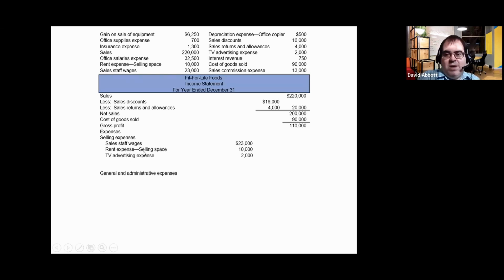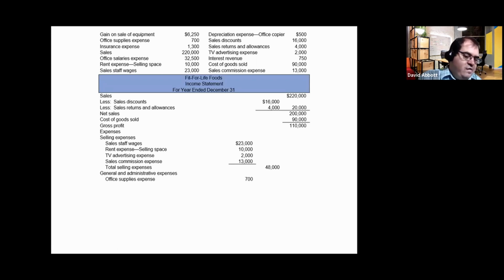But this rent expense for the selling portion of it is 10,000. TV advertising expense is 2,000, and then they also pay sales commission to their employees of 13,000. So total selling expenses is 48,000, and then they have some general and administrative.